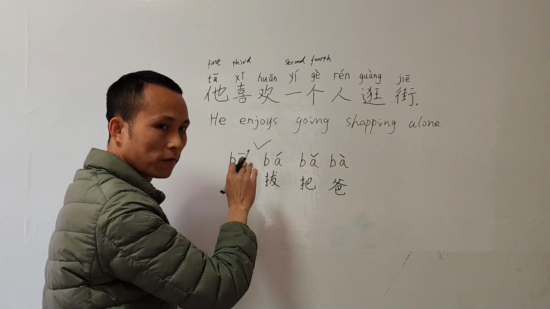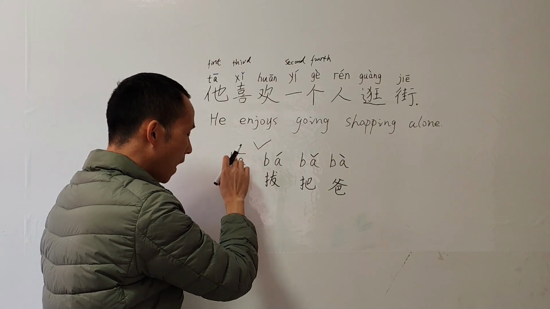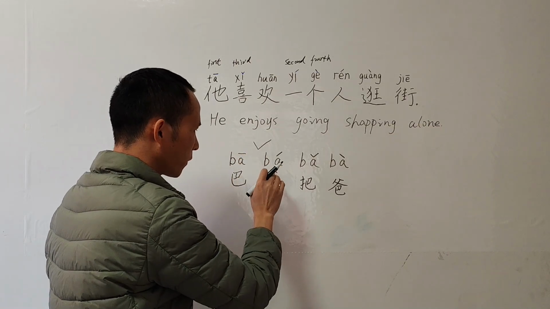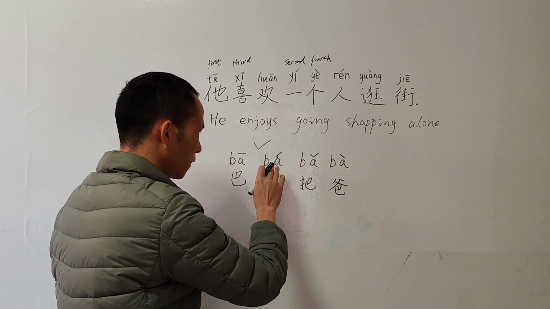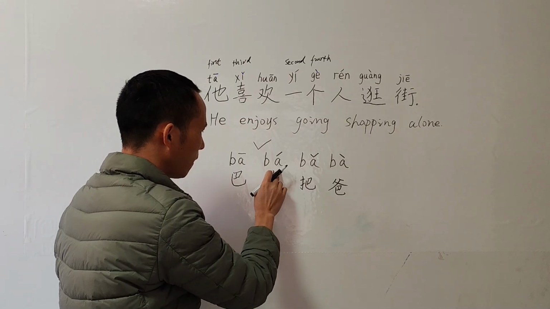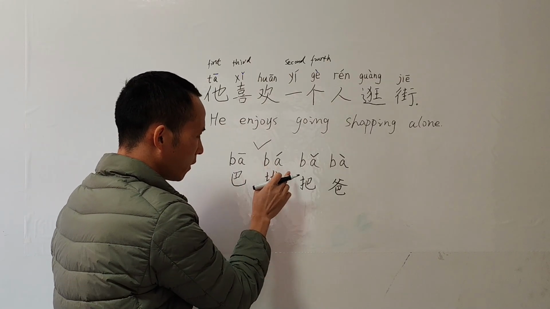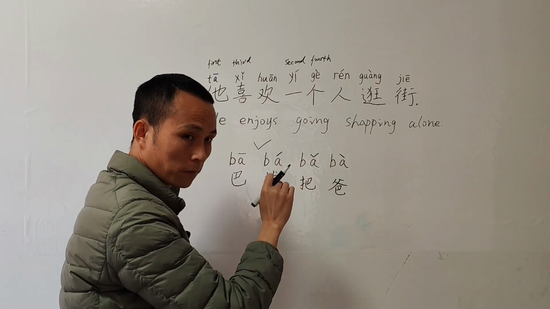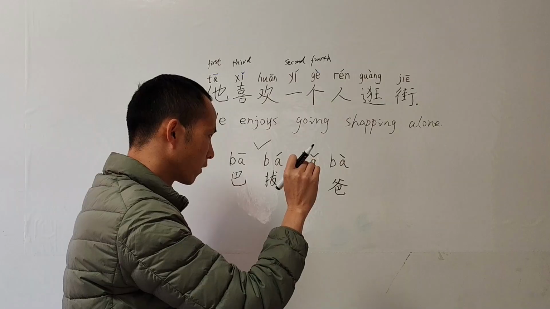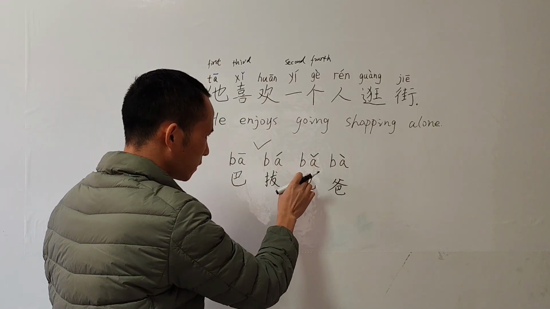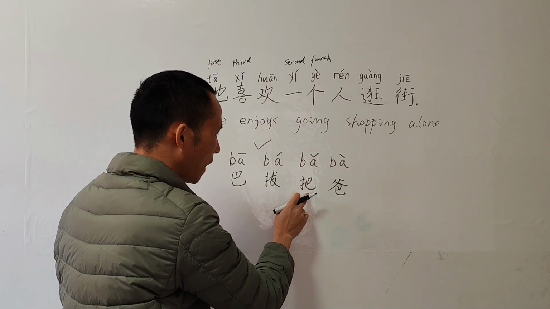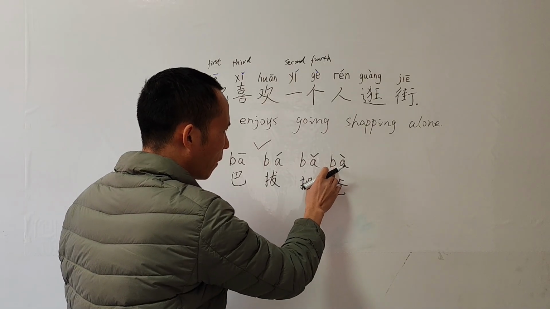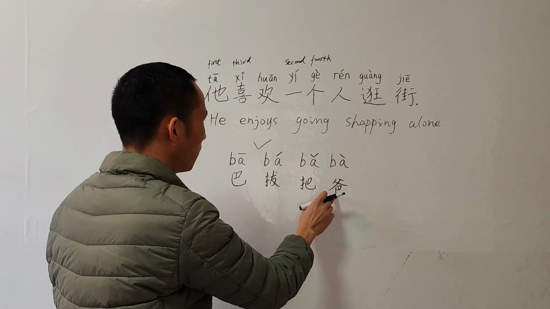Okay, so let's repeat. The first tone, high flat tone, ba. The second tone, rising tone, ba, ba. The third tone, it falls a bit and it goes upward longer, right? So it reads ba, ba. The fourth tone, ba, ba, ba.